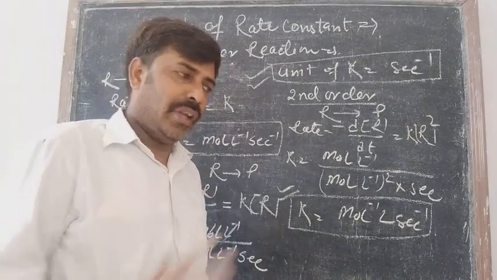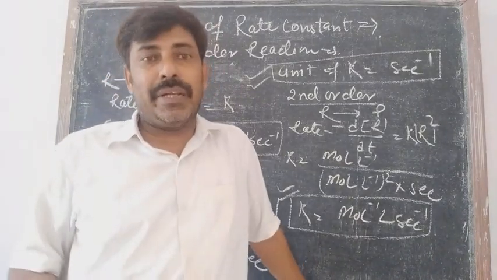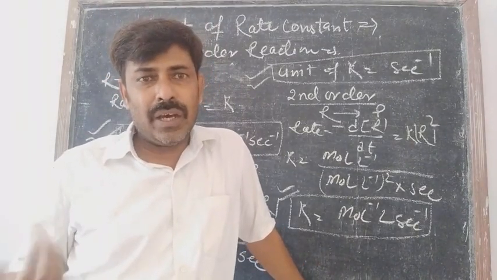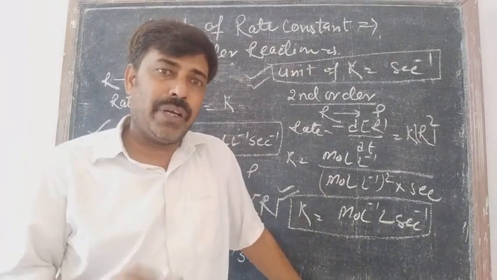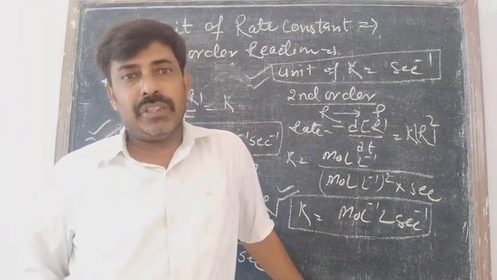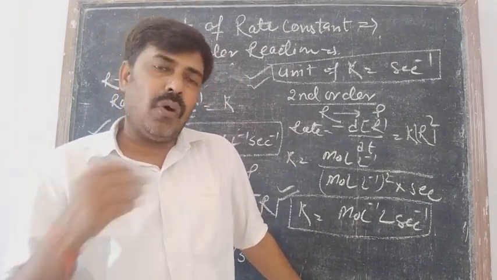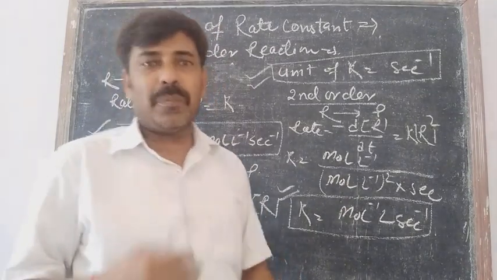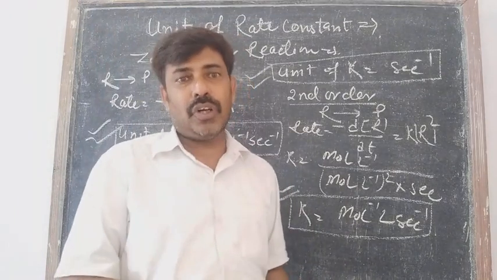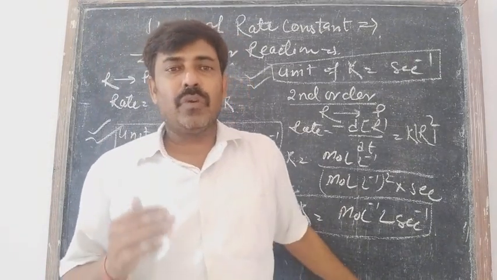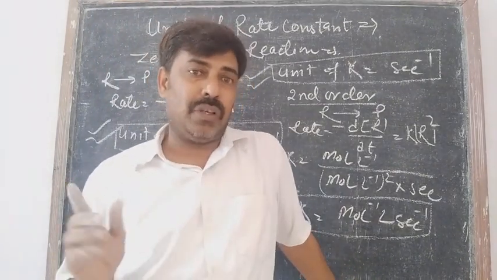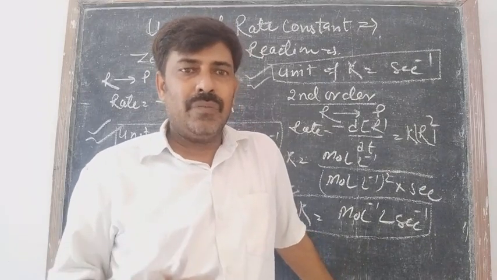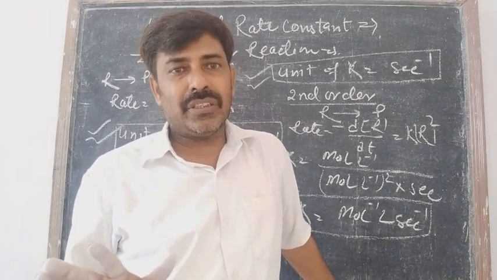Clear? Now, moving on from the unit of rate constant, we are studying the different orders of reaction and their equations. We only have to study the zero order reaction and the first order reaction, and the rate constant of each. We are going to study the integral rate equation of the zero order reaction. Before that, we will study what a zero order reaction is.